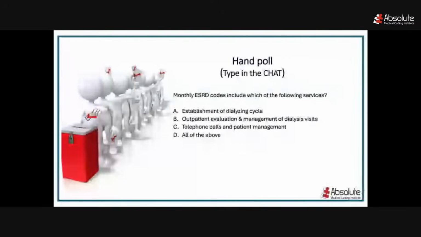Monthly ESRD codes include which of the following services? Option A, establishment of dialysis cycle, option B, outpatient evaluation and management of the dialysis visit, option C, telephone call and patient management, or option D, all of the above. Come on, coders, you got this.